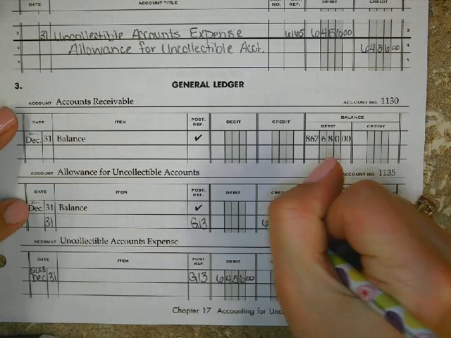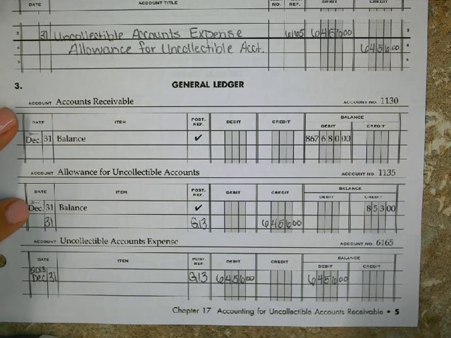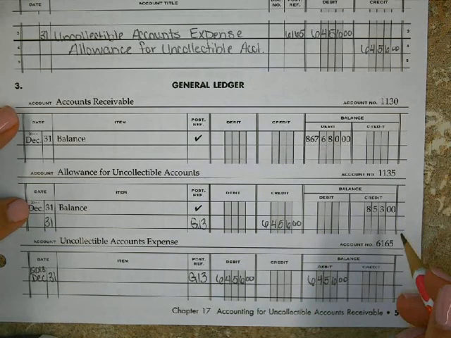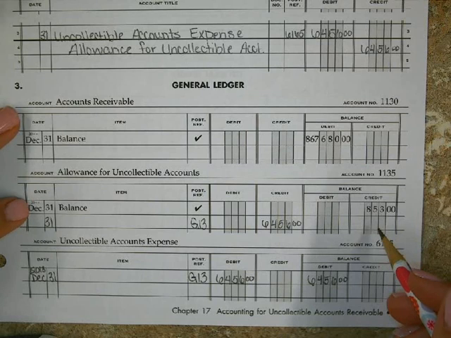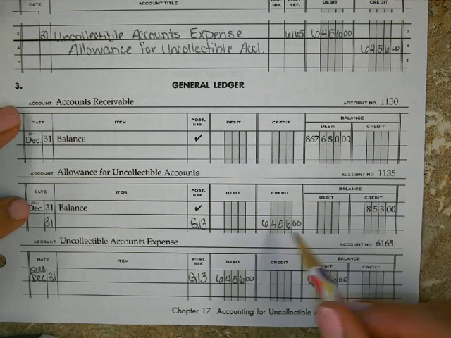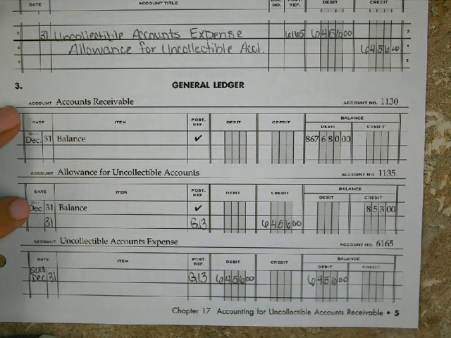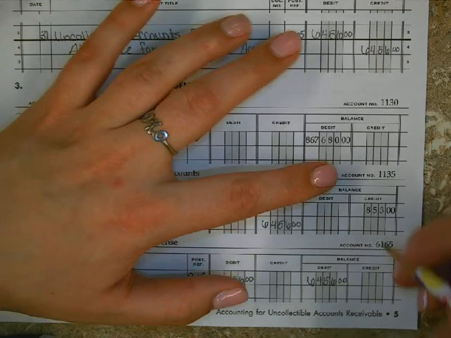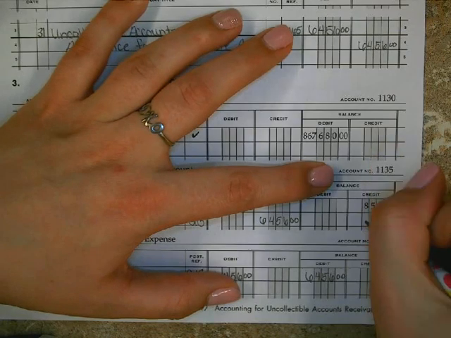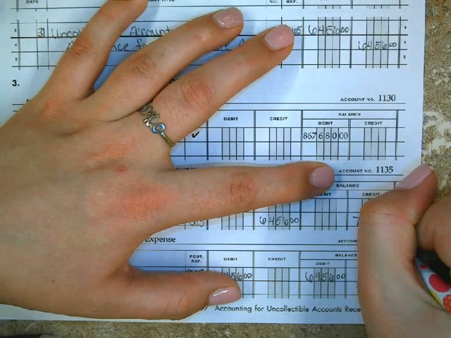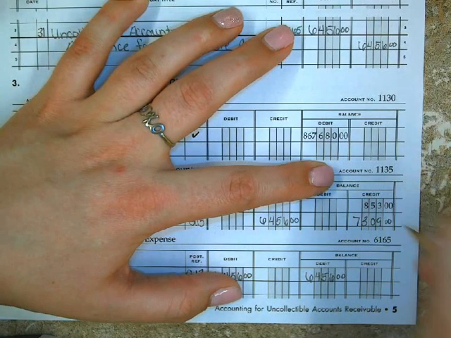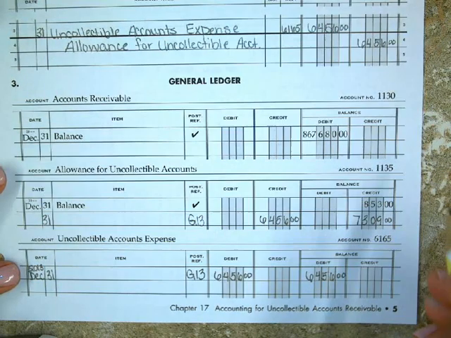Okay, then I need to find my new balance here. Do I add those two numbers together or do I subtract them? I add them together. I have two credits. If I have two credits, I add them together. Again, I'm going to take this account number, 1135, and I'm going to bring it up to my post reference.